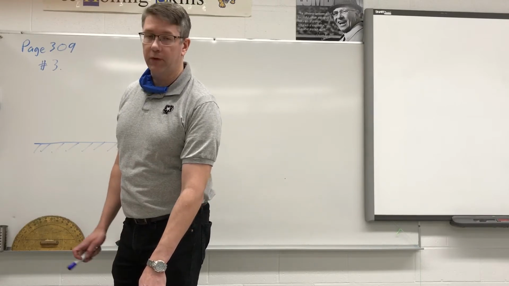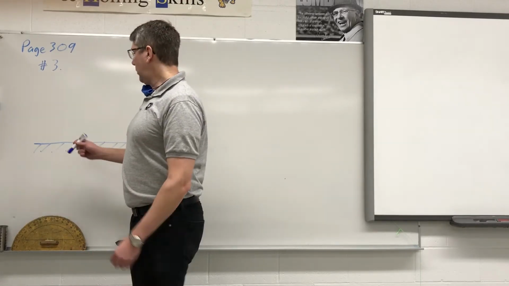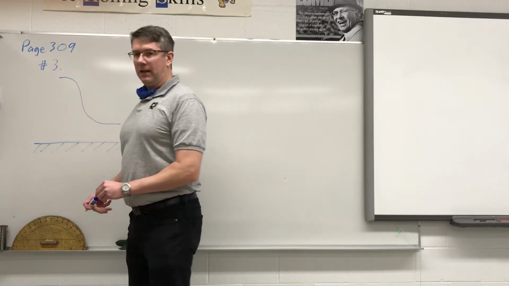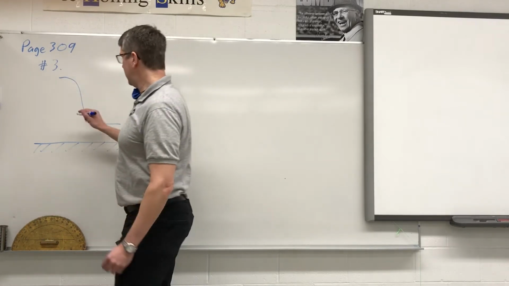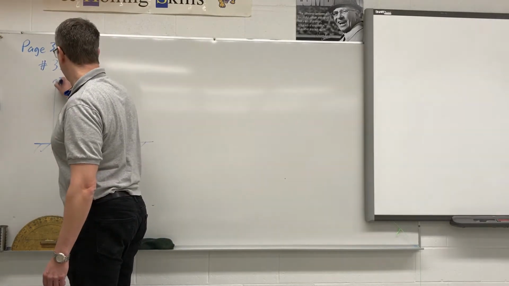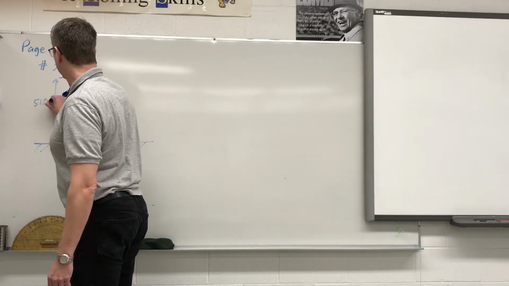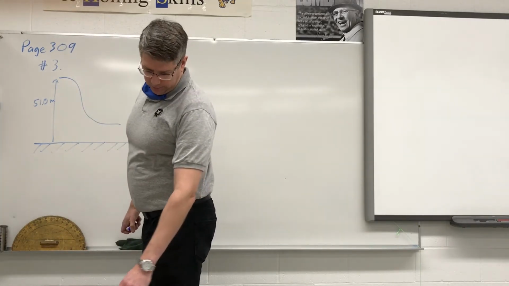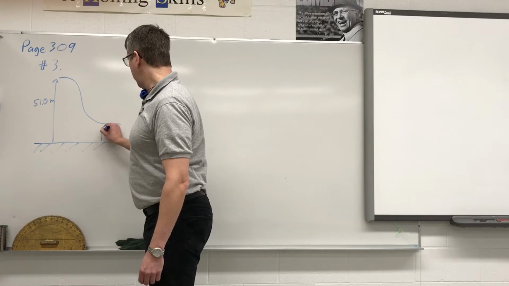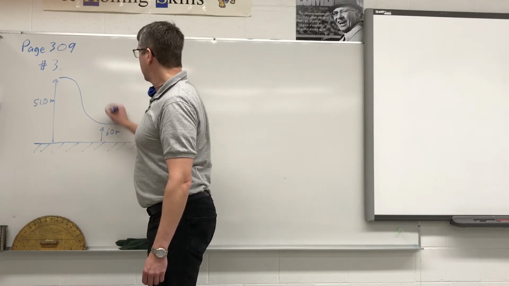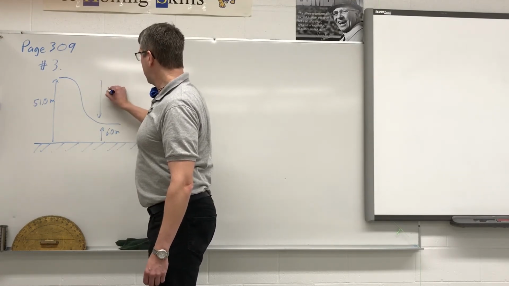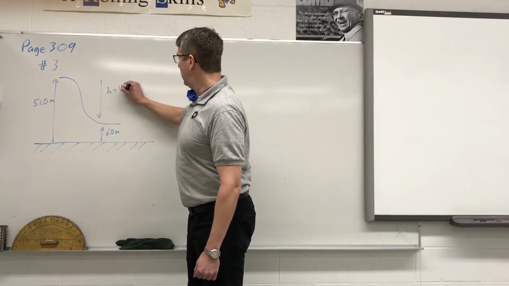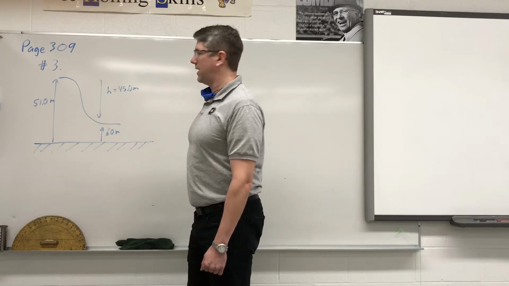Alright, so to start off we need a diagram for this one. So we have our ground level and we're going to have our roller coaster ride. Now at the maximum point it is 51.0 meters above the ground. At the bottom of this, however, it is 6 meters above the ground. So that tells us that our change in height in this case is going to be 51 minus 6, which is going to be 45.0 meters as the height.